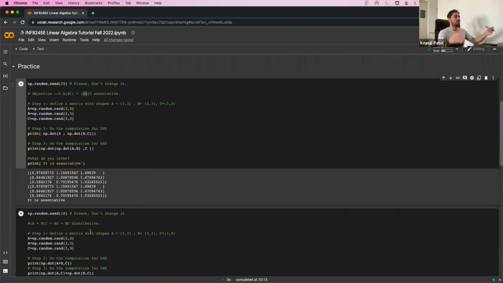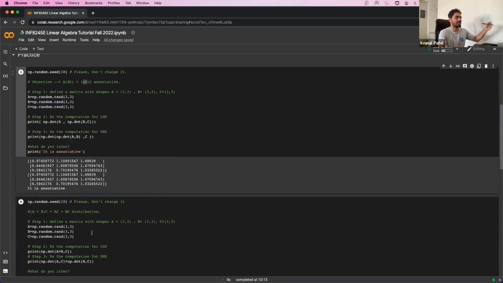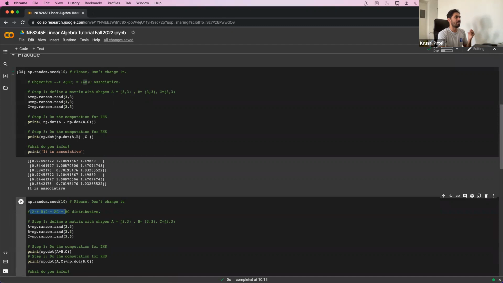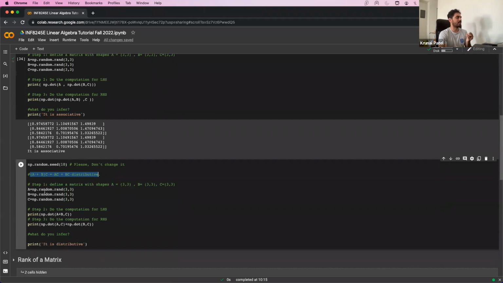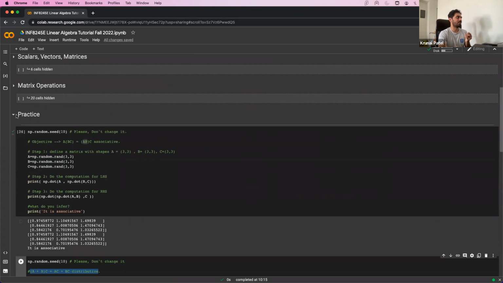You can do some more practice of matrix multiplication using this kind of Python code, if you want. I'll also ask you to verify another property, that matrix multiplication is distributive, right? So if you do A plus B times C, it should be exactly the same as AC plus BC, right? That I'll not execute, you do it on your own.